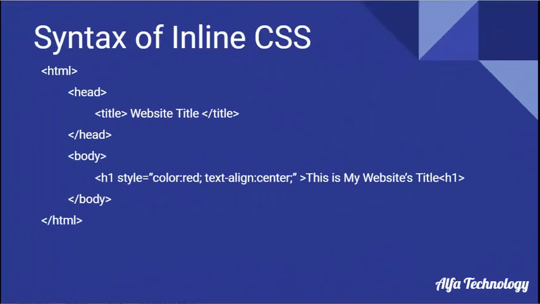Now let's see the syntax of inline CSS. So you can see that this is a basic structure, a basic code to display a heading on the website, on the web page. This is my website's title. So in the h1 tag we are using style attribute. Basically this style attribute called as inline CSS. So using this style attribute we can add any type of CSS property in the style attribute, and it will only work for that particular h1 tag or that particular element where you are providing this attribute.